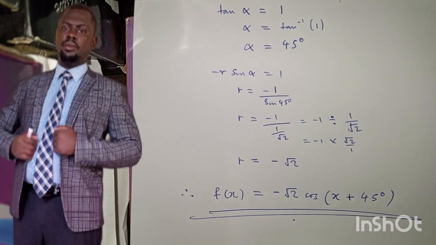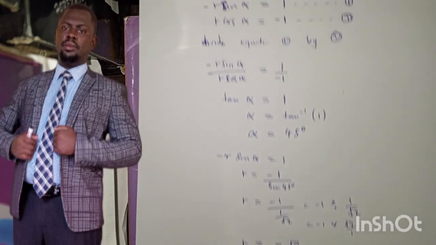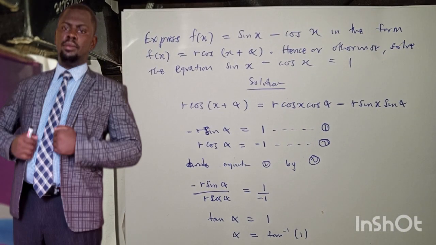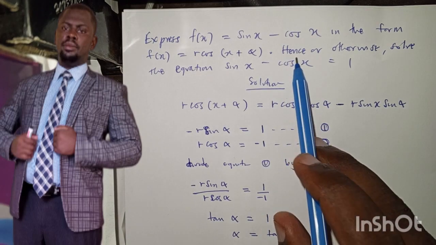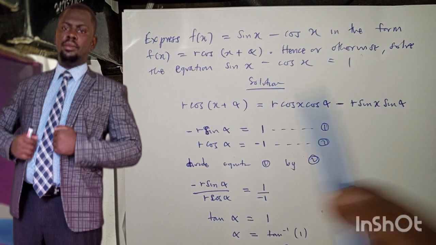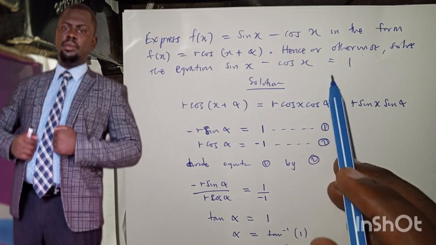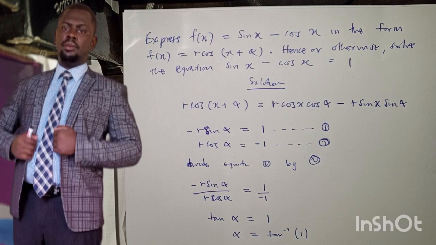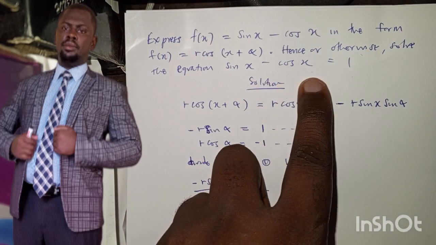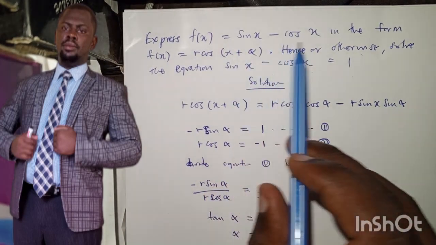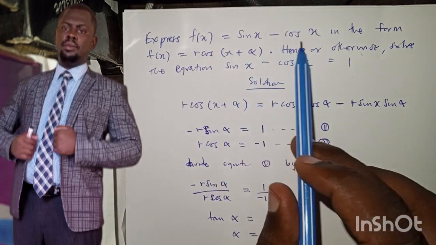So we have expressed it in the form of r cos(x + alpha). So this is the answer. Now we are not done. According to the question, it says: hence or otherwise solve the equation sin x minus cos x equal to 1. So sin x minus cos x is just this same function we are expressing.